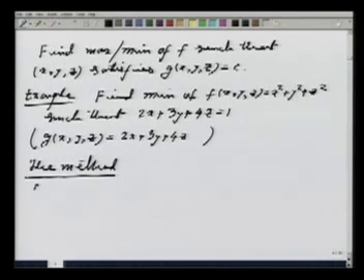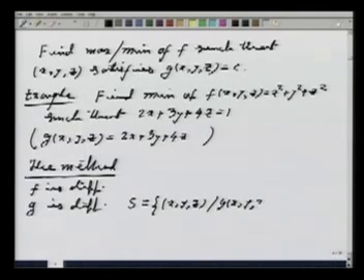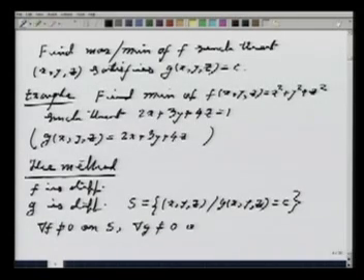So I assume f is differentiable, g is also differentiable. I define a surface S which is the set of x, y, z such that g of x, y, z equals C. I will also assume that grad f is not equal to 0 on S and grad g is not equal to 0 on S, where grad f has the obvious meaning, that is the partial derivatives fx, fy, fz. So typically I am dealing with real valued functions here, f and g.